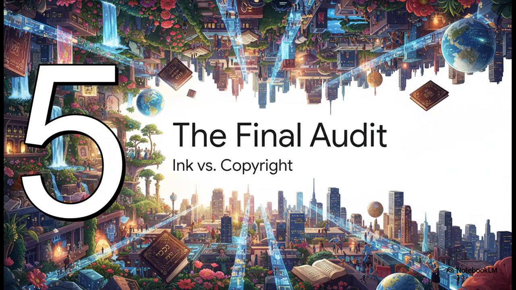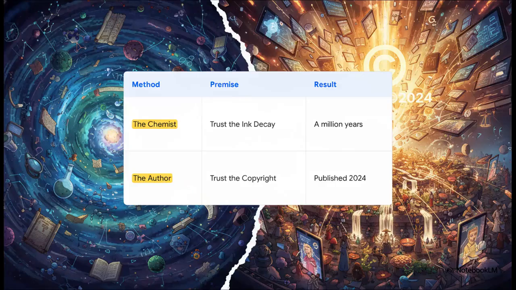And all this brings us right back to where we started, to the final audit. It's the ink versus the copyright date. We're now faced with that exact same choice, but we have a much deeper understanding of what each side represents. This isn't just about two different results. It's about choosing between two entirely different reference frames for what we even consider to be evidence in the first place. And this table just lays it all out crystal clear.